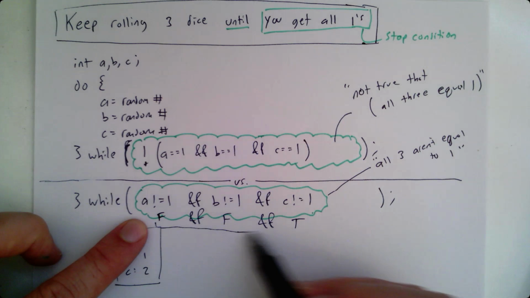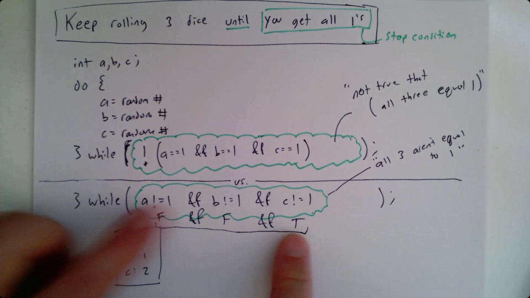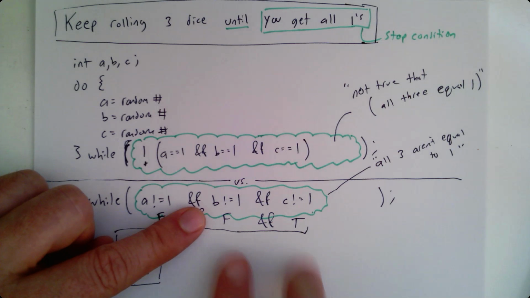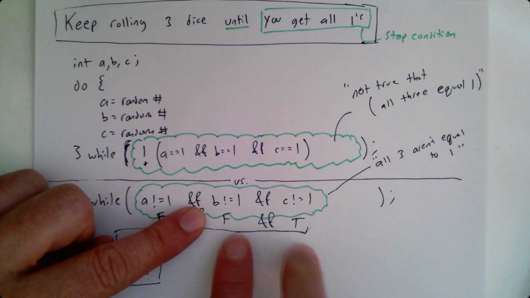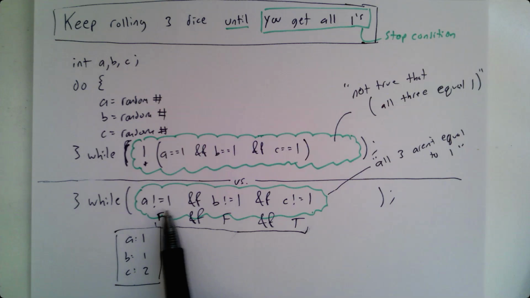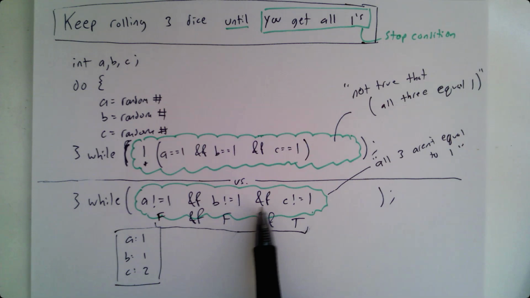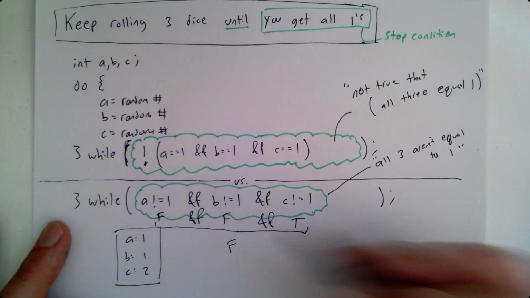In order for this whole thing to be true, you would need all 3 of these to be true, because that's what and means in Java. The whole thing is only true if all of them are true. I read it in English as saying and also. So A not equal to 1 and also B not equal to 1 and also C not equal to 1. Only if they're all true at the same time is the entire statement true. Okay, so we get false.